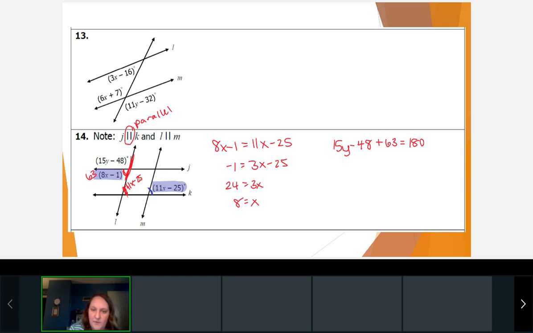Okay, and then we're going to solve for y. Combine your like terms. What do you get there? 15. Subtract 15 from both sides, and then divide by 15.